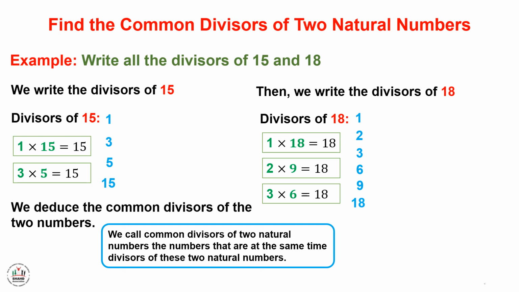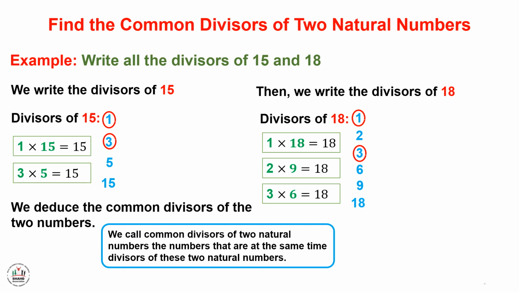Let's see. 1 is a divisor of 15 and a divisor of 18. So 1 is a common divisor of 15 and 18. 3 is a divisor of 15, and also a divisor of 18. So 3 is a common divisor of 15 and 18. 5 is a divisor of 15, but not a divisor of 18. 15 is a divisor of 15, but not a divisor of 18.